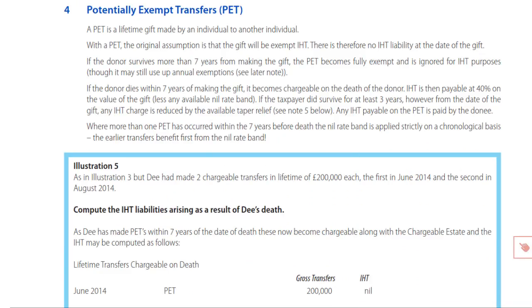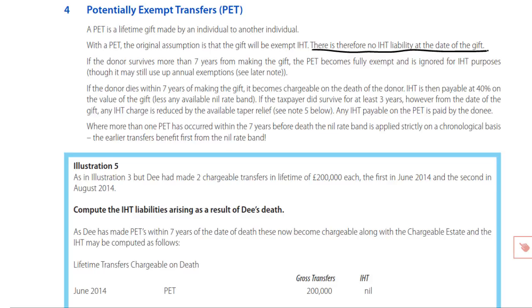Okay, so let's look at these PETs, therefore. And again, a very descriptive name. When made, there is no IHT. So a PET is a lifetime gift made by one individual to another, other than to your spouse or civil partner. And the fact is that when the transfer is made, there is no IHT liability at the date of the gift, because at that point they are potentially exempt.